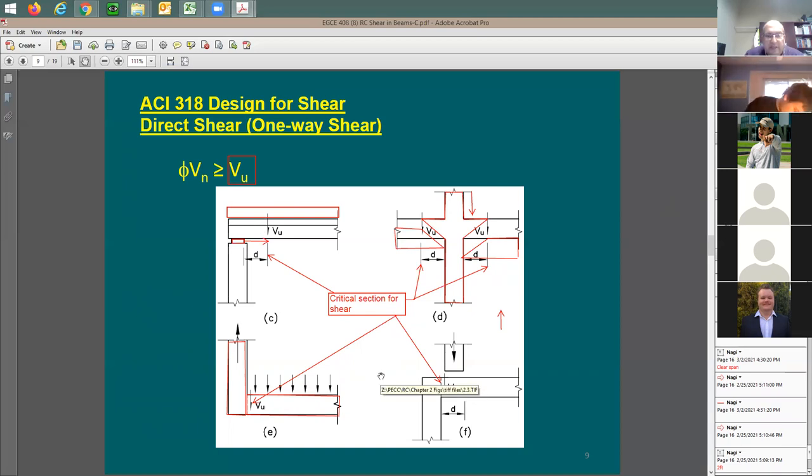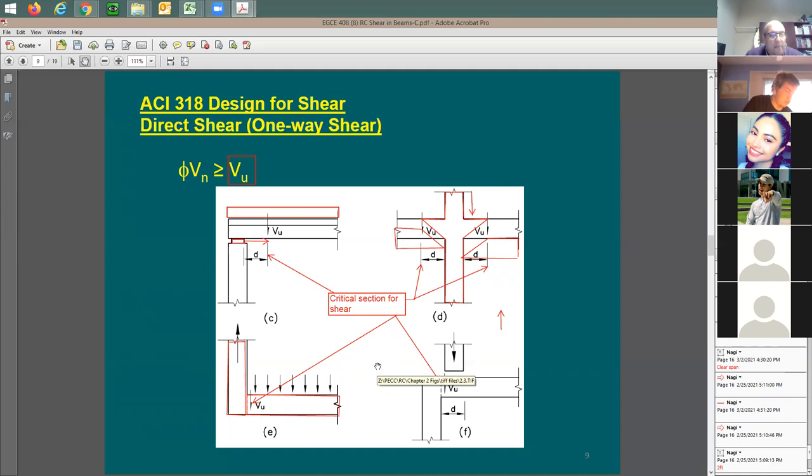Are we good now about critical section for shear? Or no, not really. Yes or no? Do you guys have any issues with the critical section for shear? How do you find it? Where it is at? How do you find out the shear demand at this critical section for shear? No questions? Okay. No questions means we cover this issue, right?